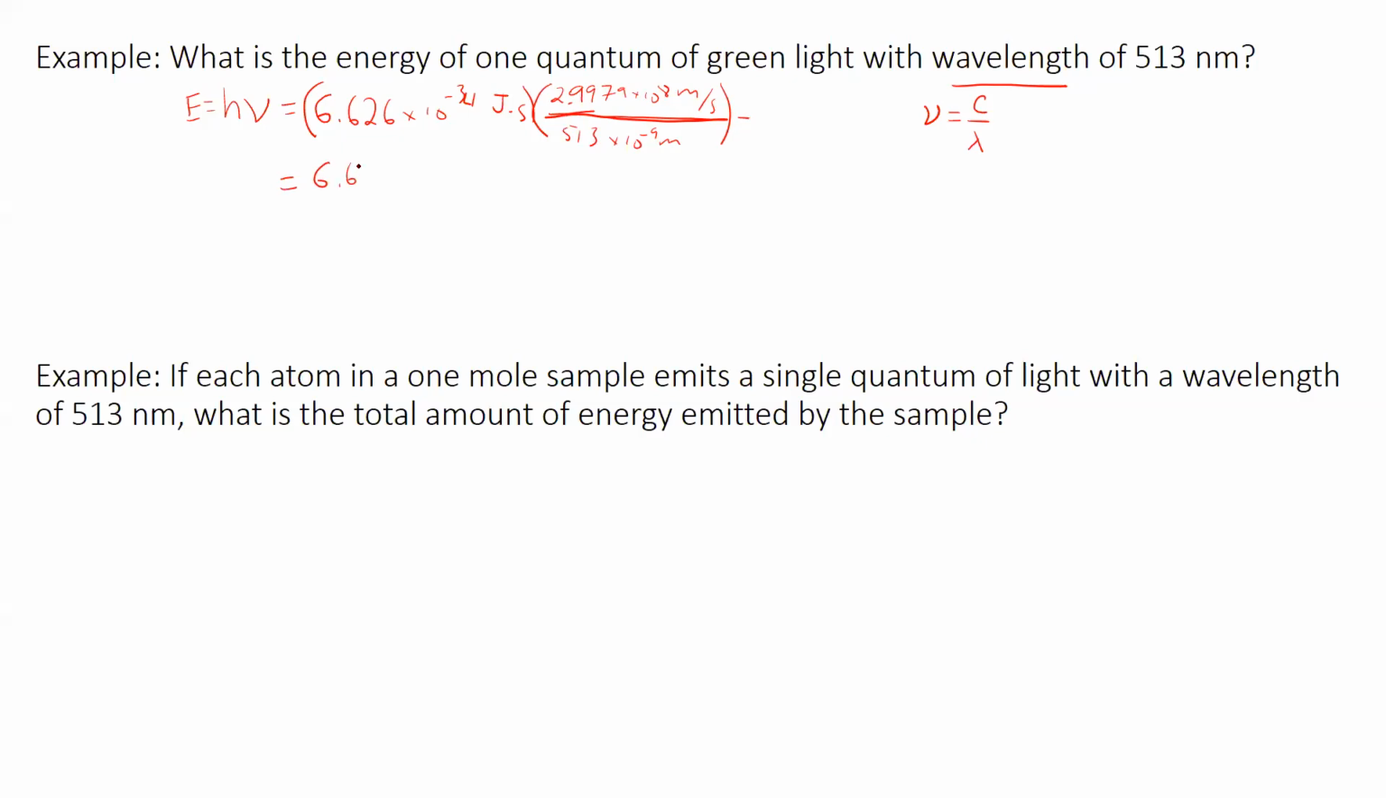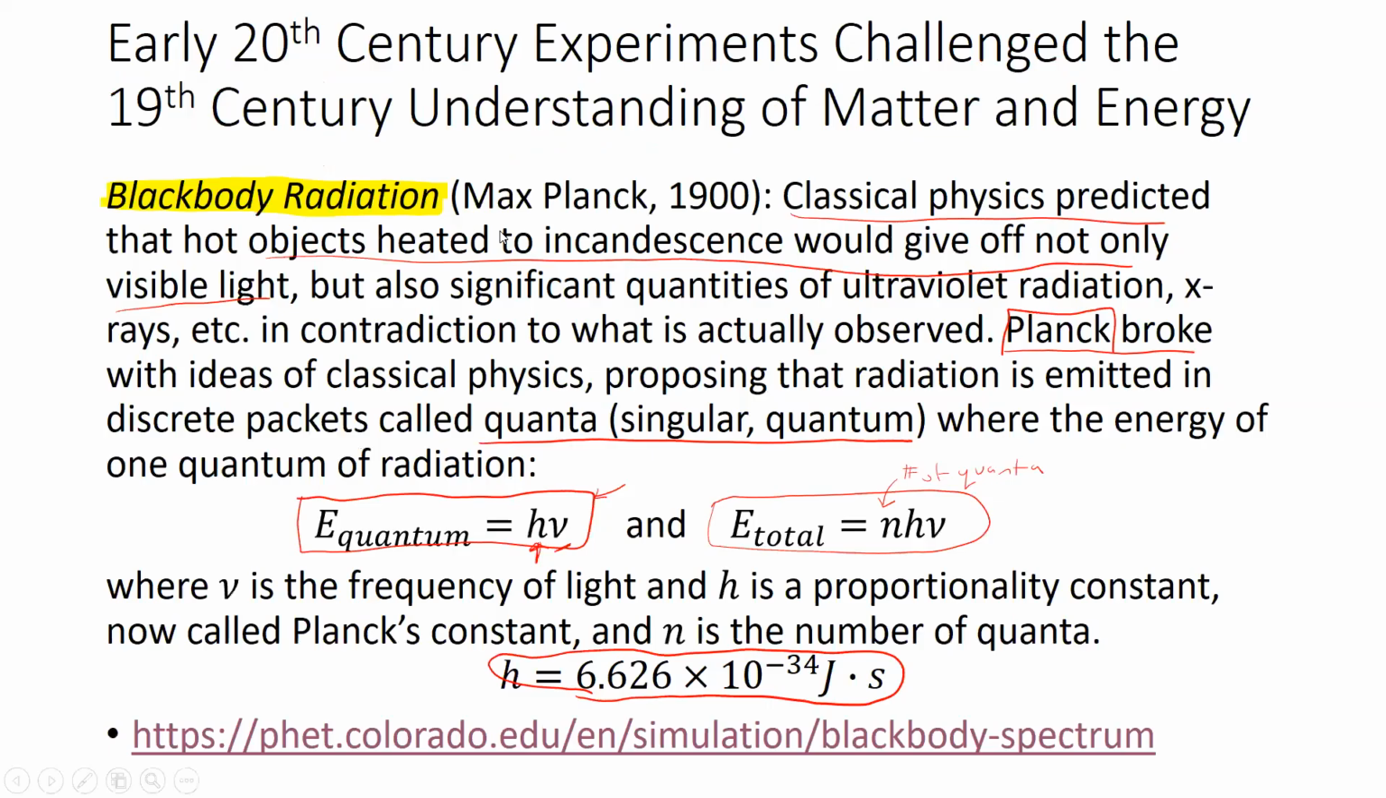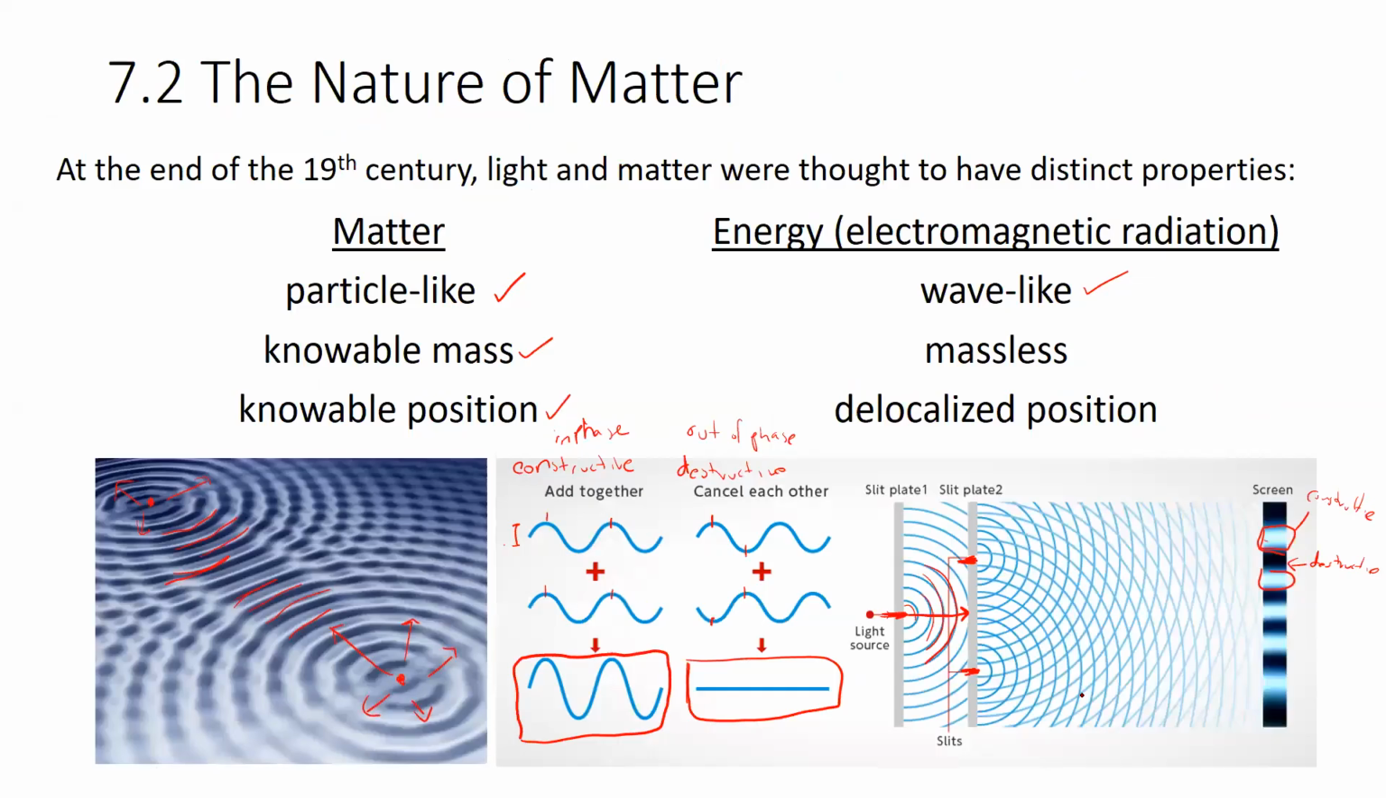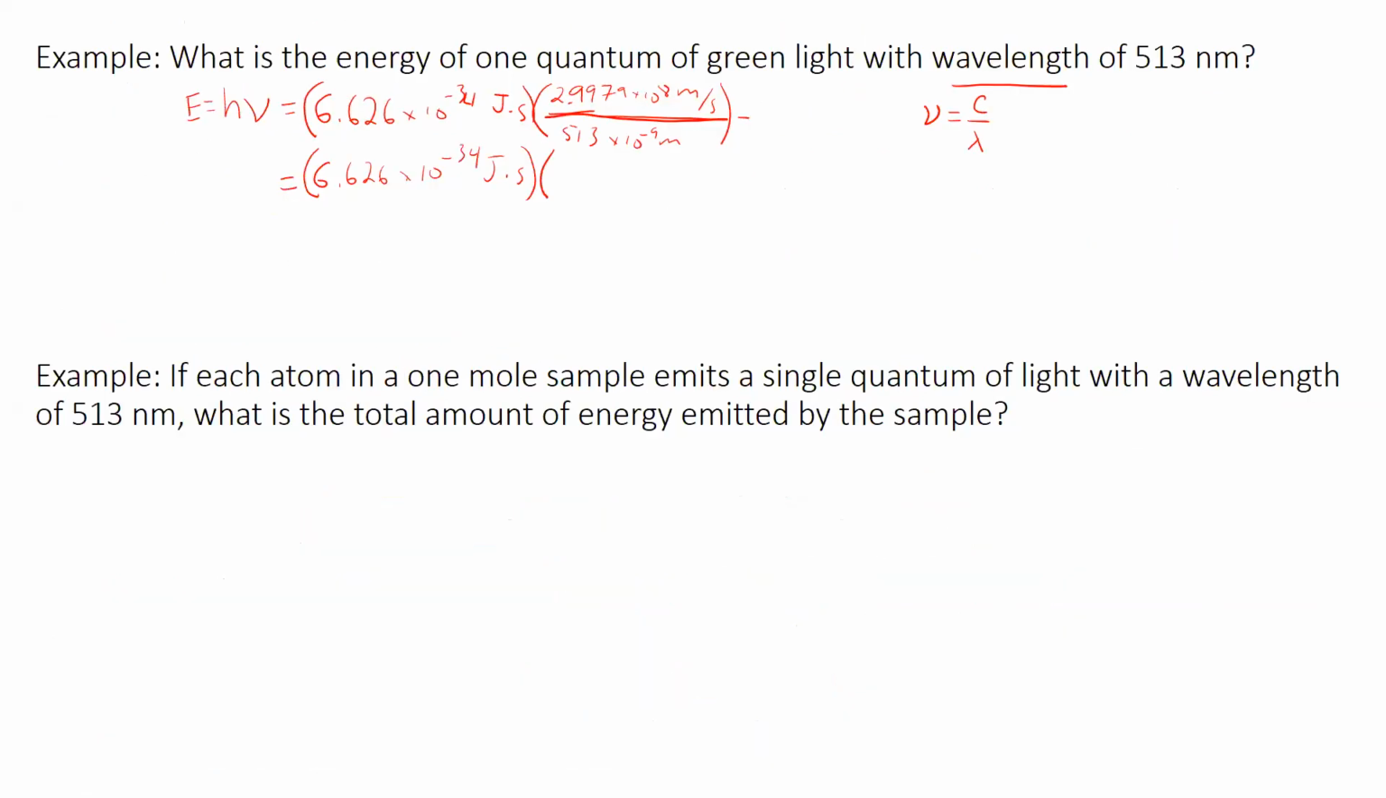So 6.626 times 10 to the minus 34 joules times seconds, times, and we can just go back up to our, there we go, right in here, the 5.84 times 10 to the 14th hertz, which is 1 over seconds. So you can see the seconds are going to cancel out.